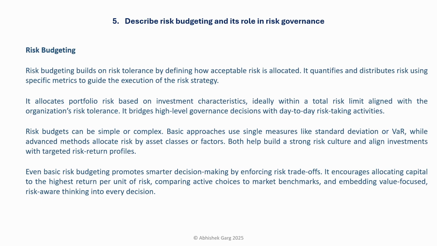The basic approaches will use a single measure like standard deviation or value at risk, while there are also enhanced methods which allocate risks by risk factors or asset classes. A basic risk budgeting process will also promote your decision making by enforcing the risk-return trade-offs. It encourages allocating capital to the highest return per unit of risk, so that your overall efficiency will increase and you are better positioned, with a better risk-return trade-off.